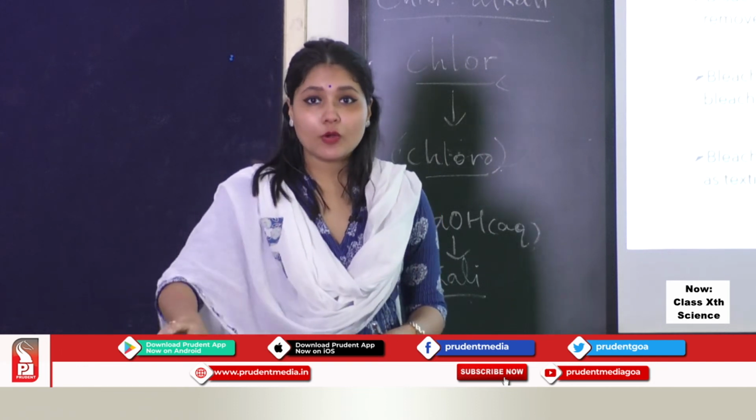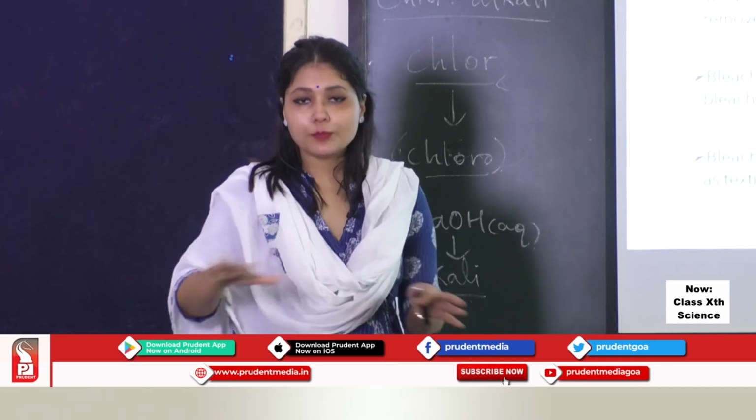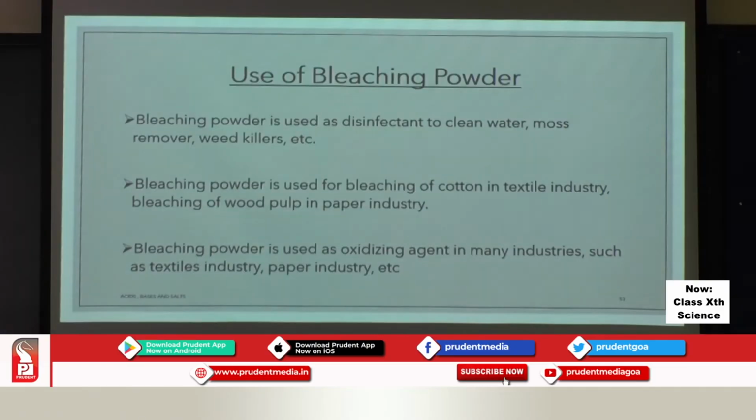So what they do is add bleaching powder, and that is going to help in the removal of the moss, to prevent any mishap. So, bleaching powder is used as a disinfectant to clean water, as a moss remover, weed killer, etc. Weeds are the unwanted plants, so it is even used by the farmers.